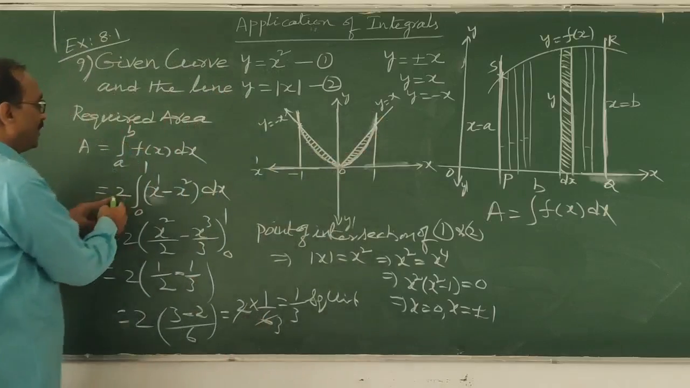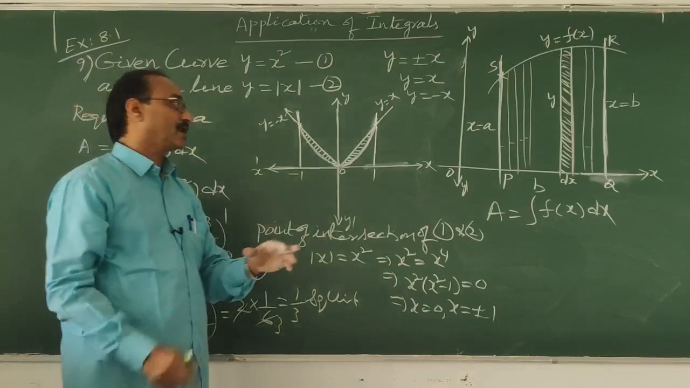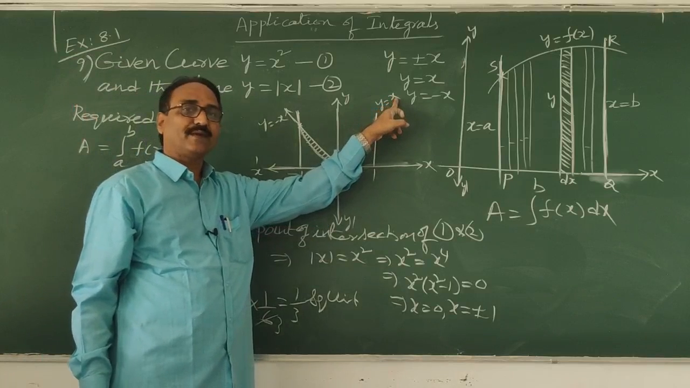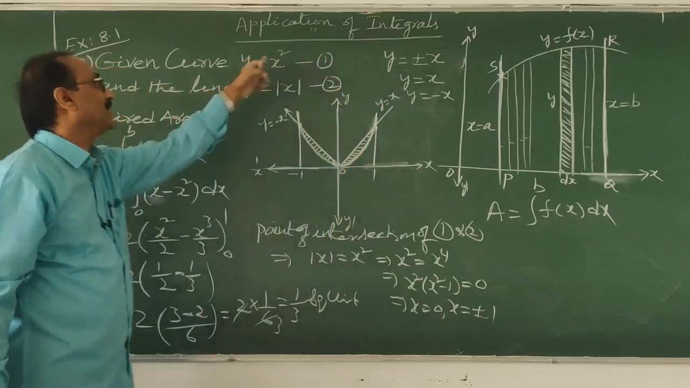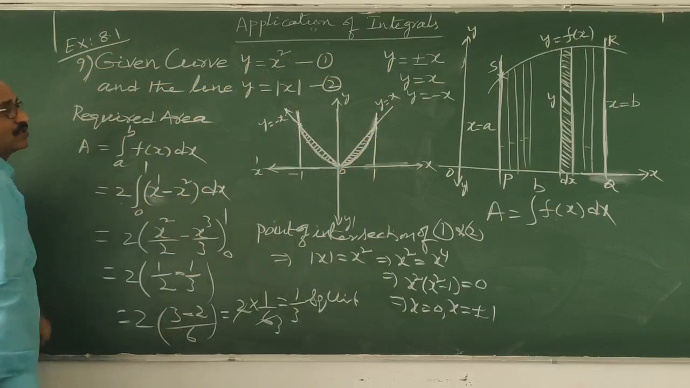So that's why 2 into 0 to 1, upper portion minus lower portion. Upper curve minus lower curve. The upper curve, this line, this straight line is nothing but x. So y means x minus the lower curve. How much? x square. So x minus x square dx. Then you will get it. So area is equal to 1 by 6.